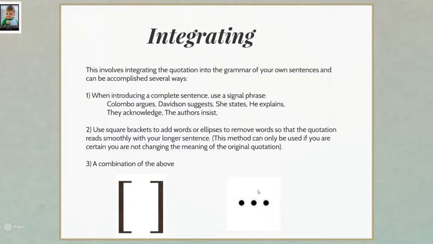And this basically involves pulling the quotation into the grammar of your own sentences, making sure it reads smoothly with your sentences that surround it. So this can be a pretty simple process, or depending on what you're trying to do, it could be a bit more complicated.